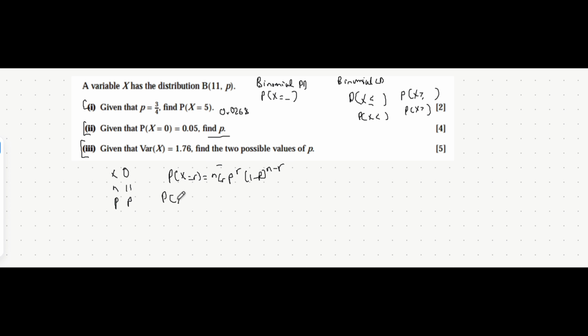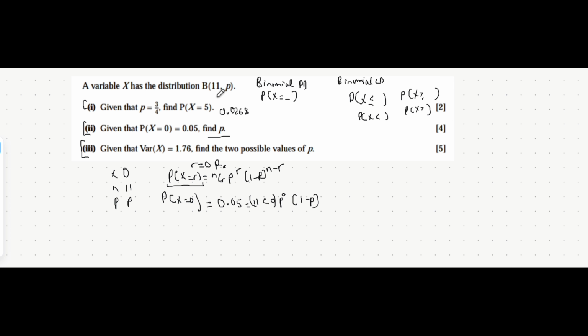In this case, the probability of x equaling 0. So by the way, r would be equal to 0. P would be what we're trying to find. And this whole left-hand side, by the way, would be equal to 0.05 because that's the actual probability that comes out. So 0.05 in this case is equal to the sample size n, which is 11, choose the value of r, which is 0. All of that multiplied by the probability, which we're trying to find, to the power of r, which, like I mentioned, is 0. All multiplied by 1 minus p, the probability of n minus r.